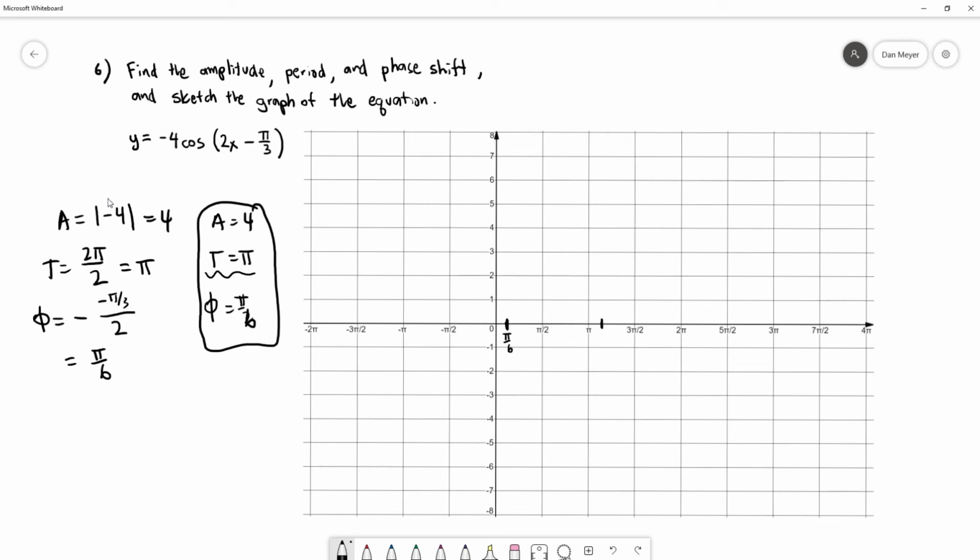And then I do the process of cutting things in half. I could label this as 7 pi over 6. The halfway point would be right there, which is 2 pi over 3. And then the quarter mark would be right there, which is pi over 3. And then the 3/4 of the way mark is right there, which is 5 pi over 6.